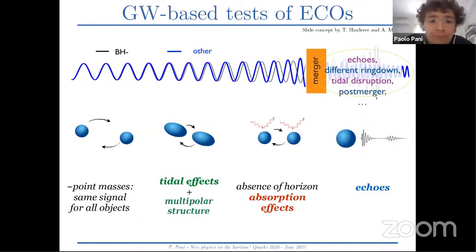Okay, so because time is limited, I would like to focus only on gravitational-wave-based tests of exotic compact objects. I won't touch at all on electromagnetic tests, even though they are interesting.